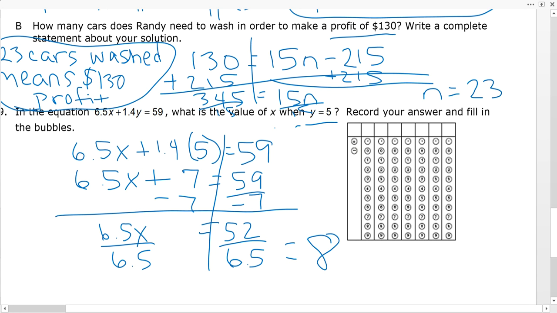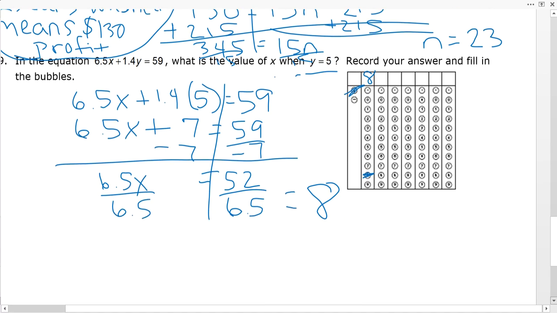It's positive. And I can write my 8 over here, on the other side. And there's my 8. Okay, I think that's the last one.